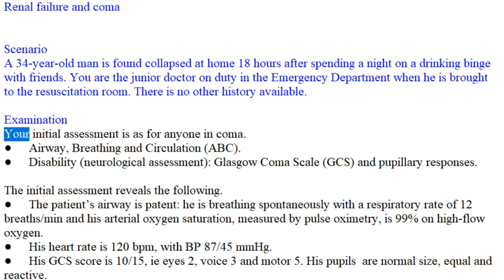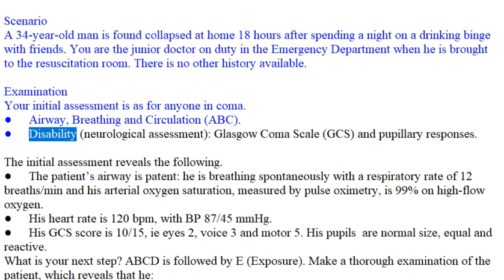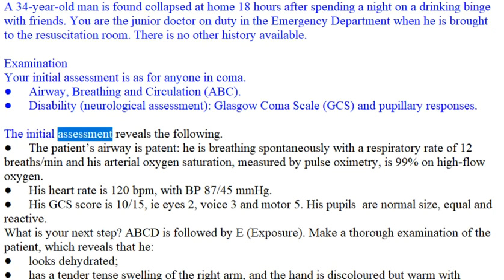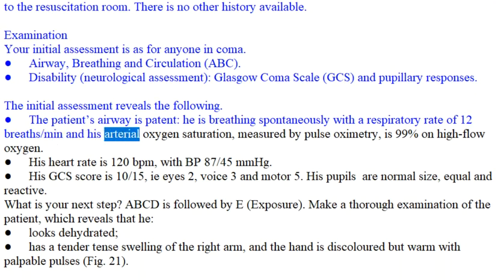Examination. Your initial assessment is as for anyone in coma. Airway, breathing and circulation, ABC. Disability, neurological assessment Glasgow Coma Scale, GCS, and pupillary responses. The initial assessment reveals the following. The patient's airway is patent, he is breathing spontaneously with a respiratory rate of 12 breaths/min and his arterial oxygen saturation, measured by pulse oximetry, is 99% on high-flow oxygen.